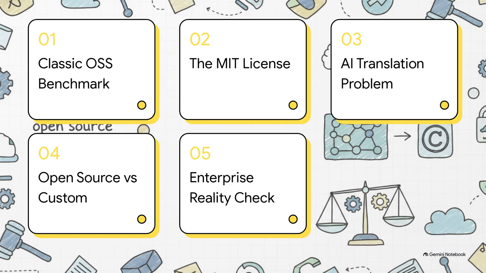Okay, so here's our roadmap for today. We'll start with the classic OSS benchmark, then decode the MIT license specifically. From there, we'll tackle the AI translation problem, look at open source versus open washing, and wrap up with an enterprise reality check. Let's get right into it.